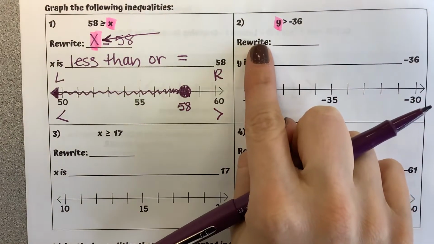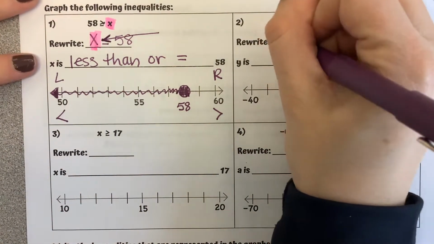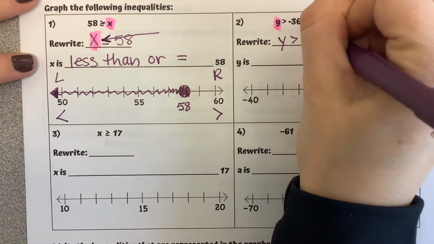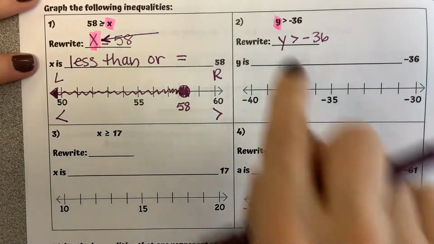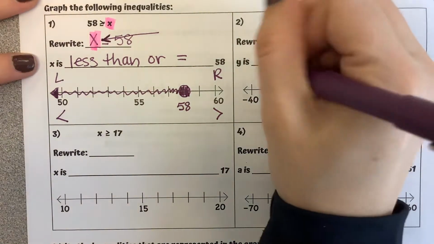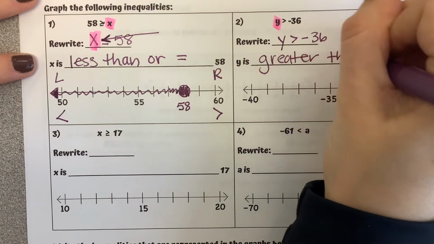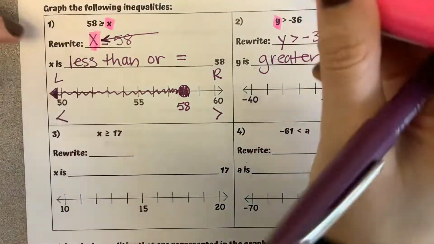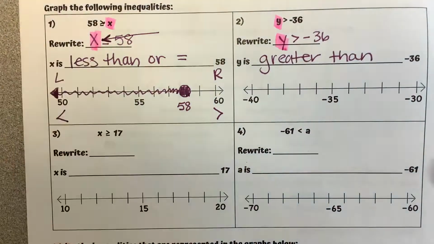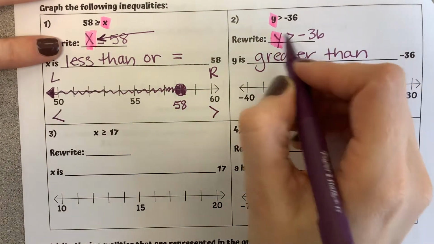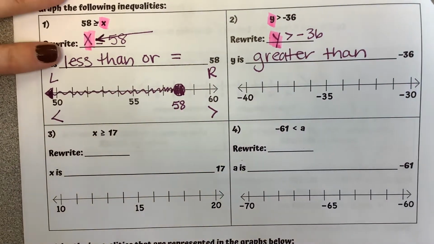In this case, it's on the left side, so I'm just going to write it the exact same. It's staying on the left. That symbol means greater than. Now that it's on the left side, my inequality points in the direction I need to shade.